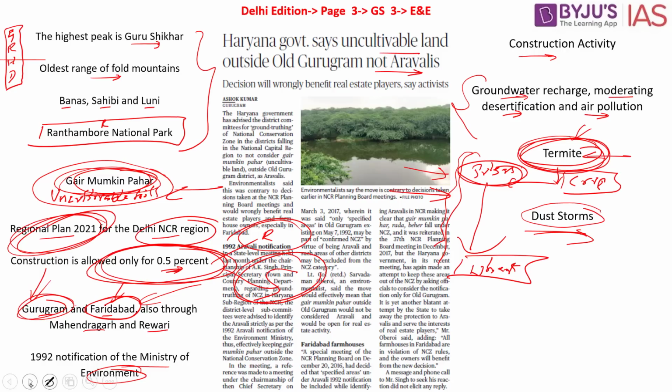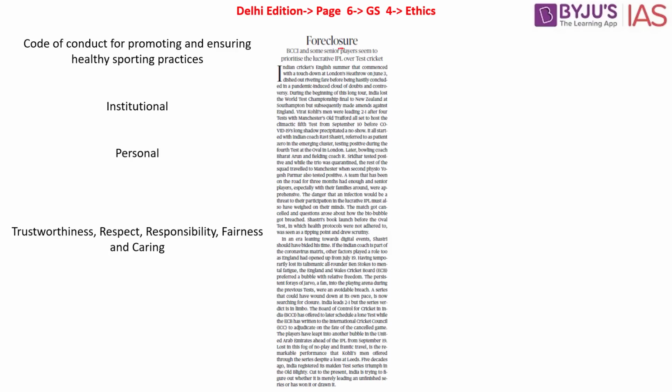Now let's look into the next article. This article says foreclosure. What is this article speaking about? This article here is speaking about sports ethics. This article also discusses the Indian Premier League. Am I going to speak about Indian Premier League? No. Am I going to ask you which is your favorite team?